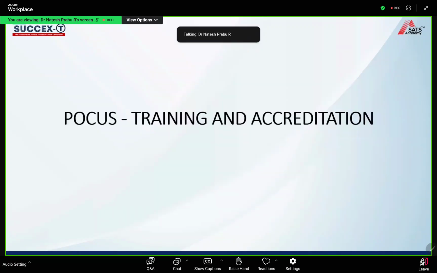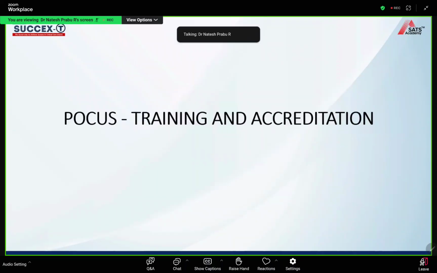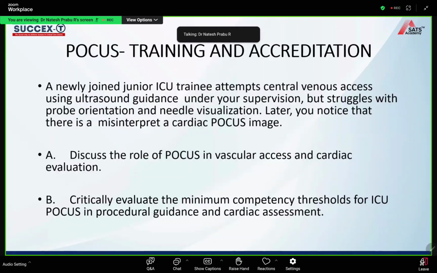Okay. Thanks. So this is the second topic for today. It's about focus, training, and accreditation. So this is a question. A newly joined ICU trainee attempts central venous access using ultrasound guidance under your supervision, but struggles with probe orientation and needle visualization. Later, you notice that there is a mid-center pretend cardiac focus image. So the question is regarding the role of focus in vascular access and cardiac evaluation, and also about the competency thresholds for ICU focus in procedural guidance and cardiac assessment.